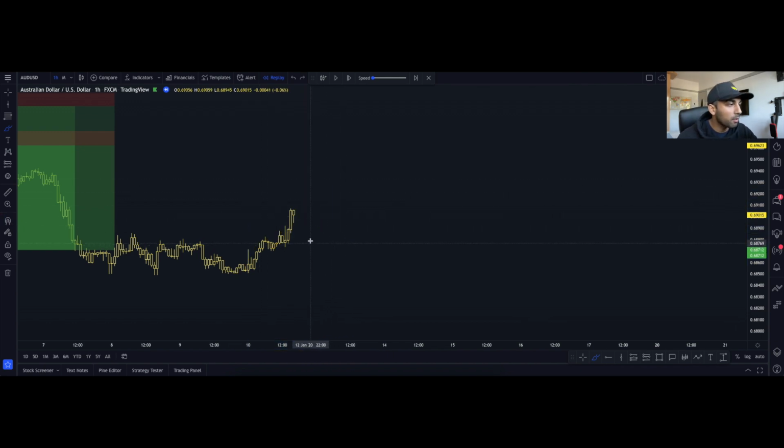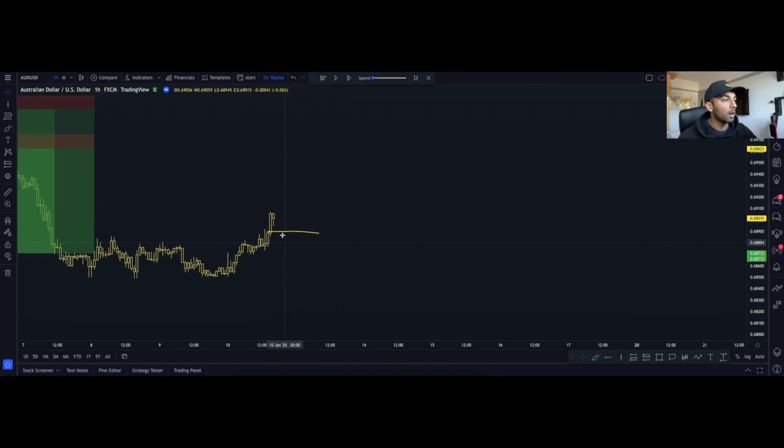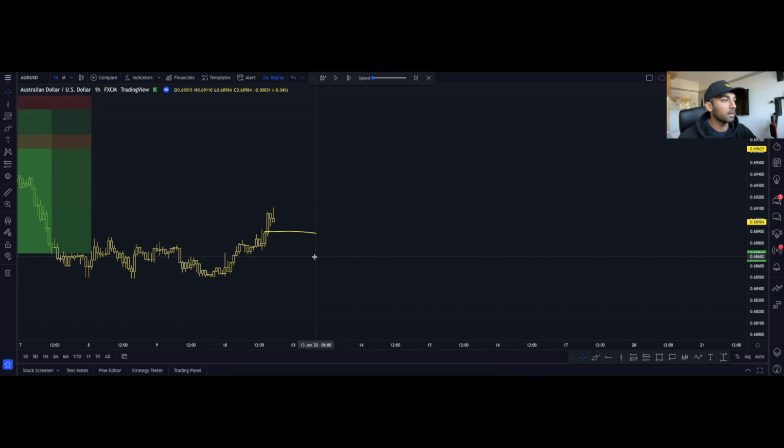But again, let me see what would have happened here. My entry is at this level here. So I would have actually had an order on, still have an order on at this point. But again, now, okay, we've broken the high and formed a wick. So again, I would have cancelled my order. I would have had it on at this candle, taken it off on this candle because we've now broken the high.